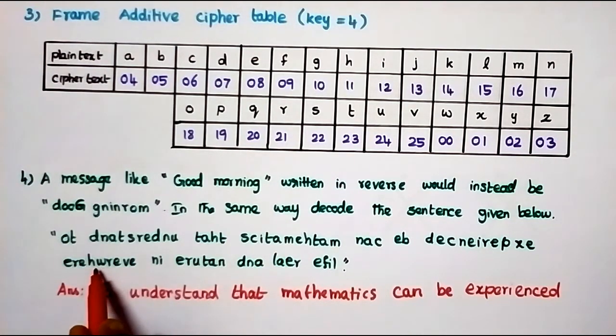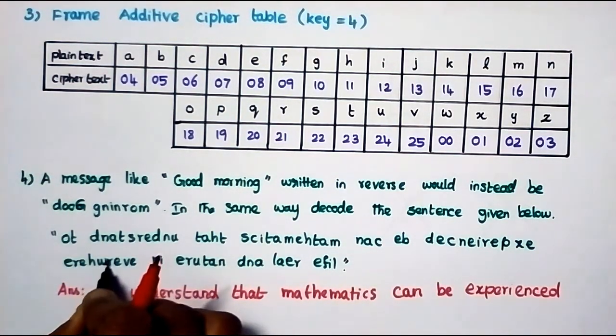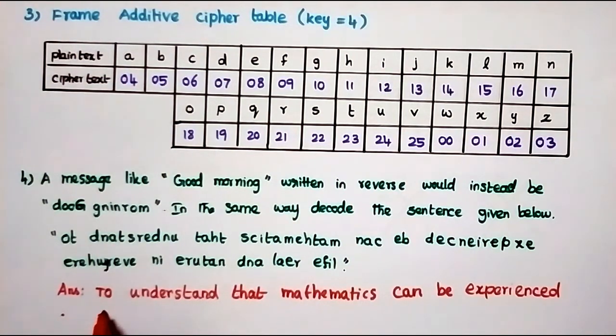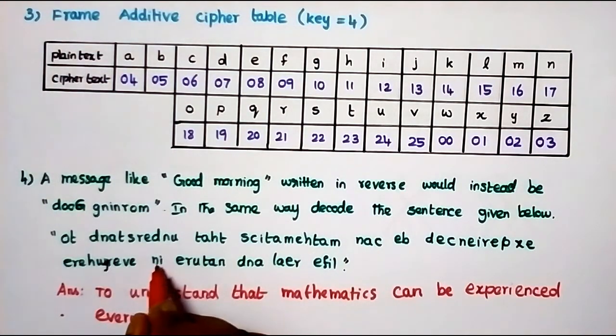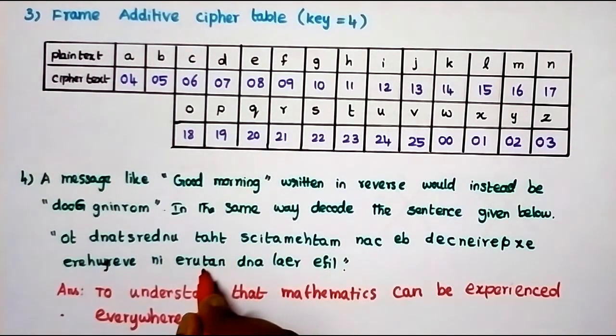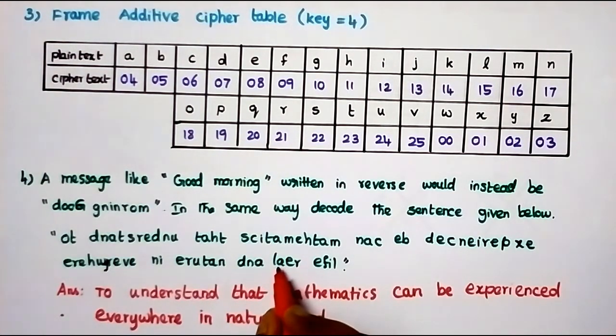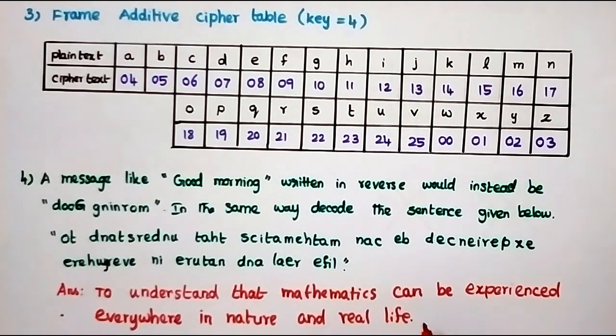EVERY, WHERE, here Y is missing in your book, so everywhere. IN, in, Nature, nature. And real, real. Life, life. So we get the answer. To understand that mathematics can be experienced everywhere in nature and real life. That is the answer.